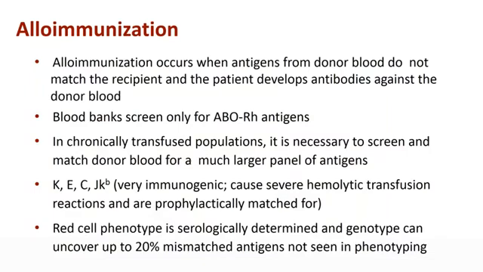But in the chronically transfused population, it is necessary to screen and match donor blood for a much larger panel of antigens. Big Kel, Big E, Big C, and JKB are extremely immunogenic, and they cause severe hemolytic transfusion reactions. Preventing these reactions by prophylactically matching these patients with the donor can prevent these problems.